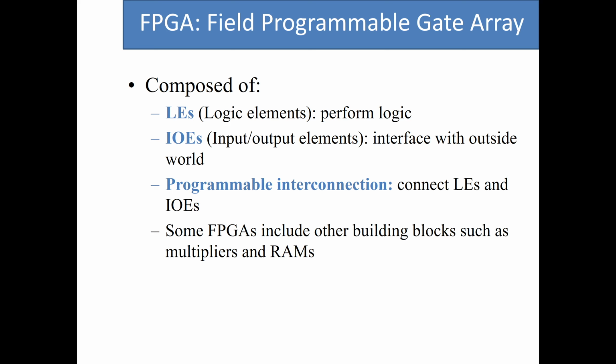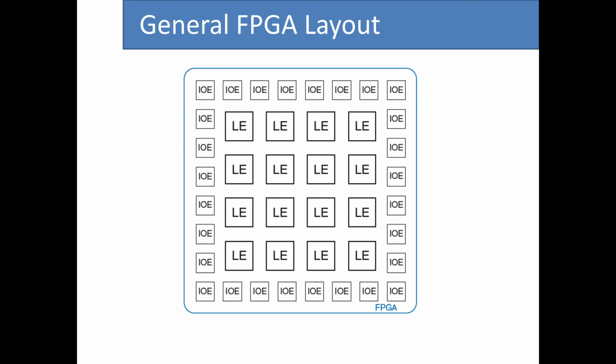So as you can see, FPGAs are more advanced than PLAs. But here we just barely touch the surface. So the general layout of an FPGA looks something like this. We have a bunch of LEs or logic elements, and we have a bunch of IOEs or input-output elements.